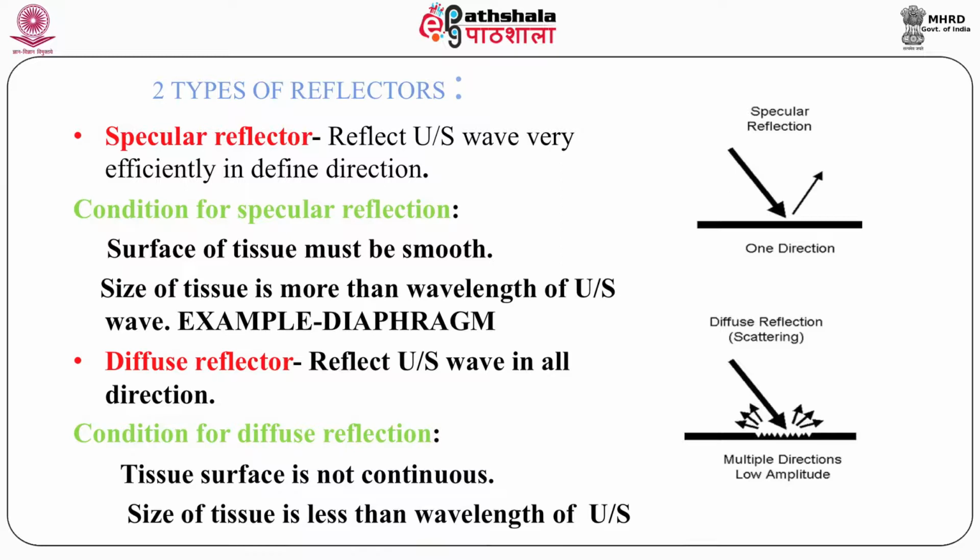Now the diffuse reflector, as you can see in this figure, reflects the ultrasound beam in all directions. This produces a low amplitude echo. The condition for a diffuse reflector is as shown in the figure: the tissue surface is not continuous and the size of the tissue is much less than the wavelength of the ultrasound wave. So that means most of the waves are scattered, and therefore the intensity of the reflected echo is much less.